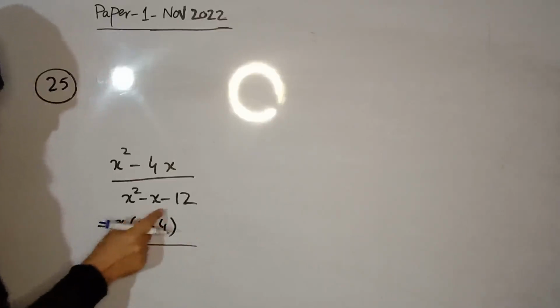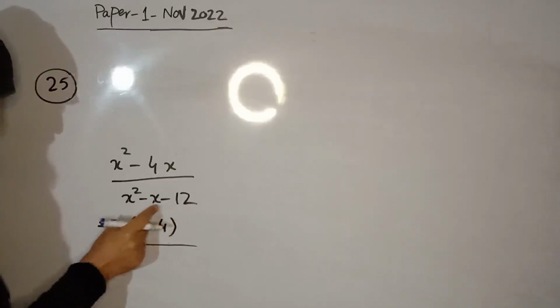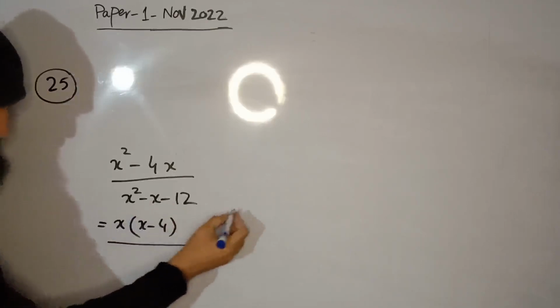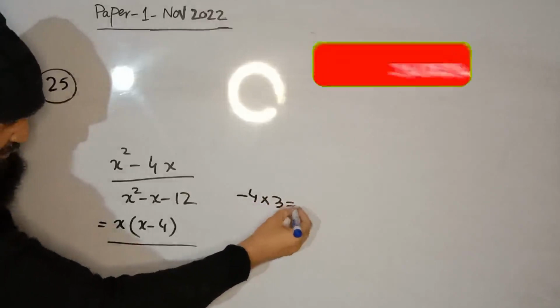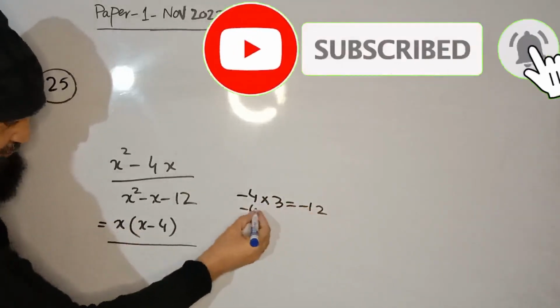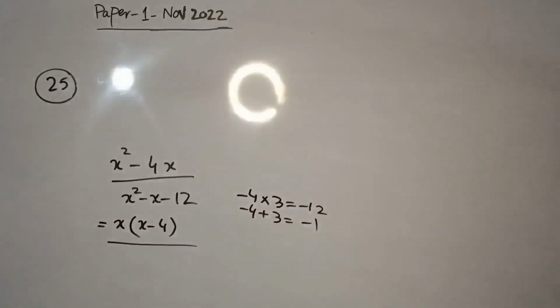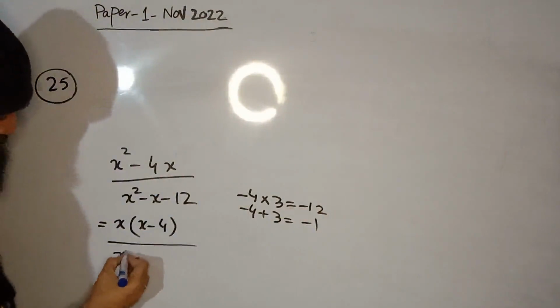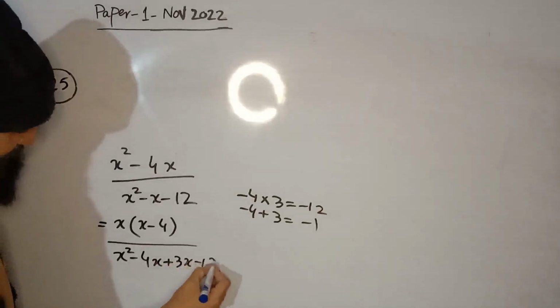Similarly, the denominator can be factorized by the middle term breaking method. We have to think of two numbers which give minus 1 on addition and minus 12 on multiplication. They are minus 4 and 3. Minus 4 times 3 is minus 12, and minus 4 plus 3 is minus 1. Therefore, minus x can be broken into minus 4x plus 3x. So we write x square minus 4x plus 3x minus 12.